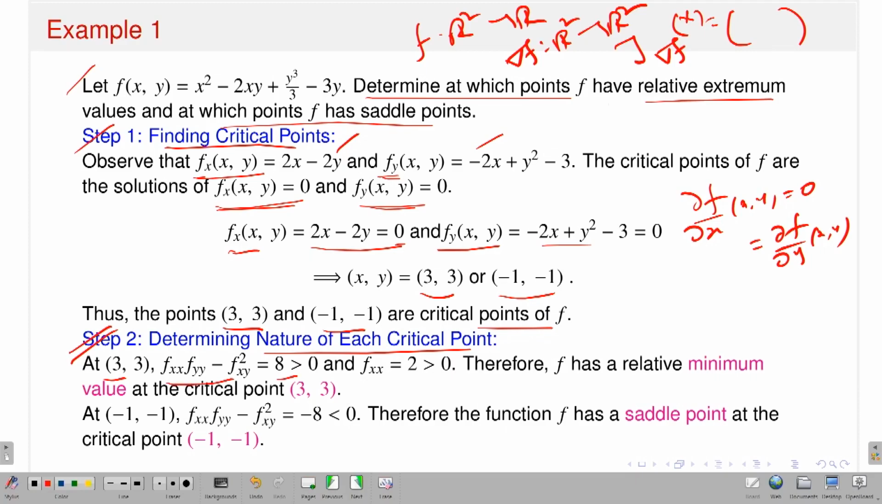If you check at the point 3 3, the 1 1 element, which is nothing but del 2f del x square at the point 3 3, it will give you 2, positive. So, therefore, the nature of this Hessian matrix is positive definite, and therefore f has a relative minimum value at that critical point 3 3, very simple.